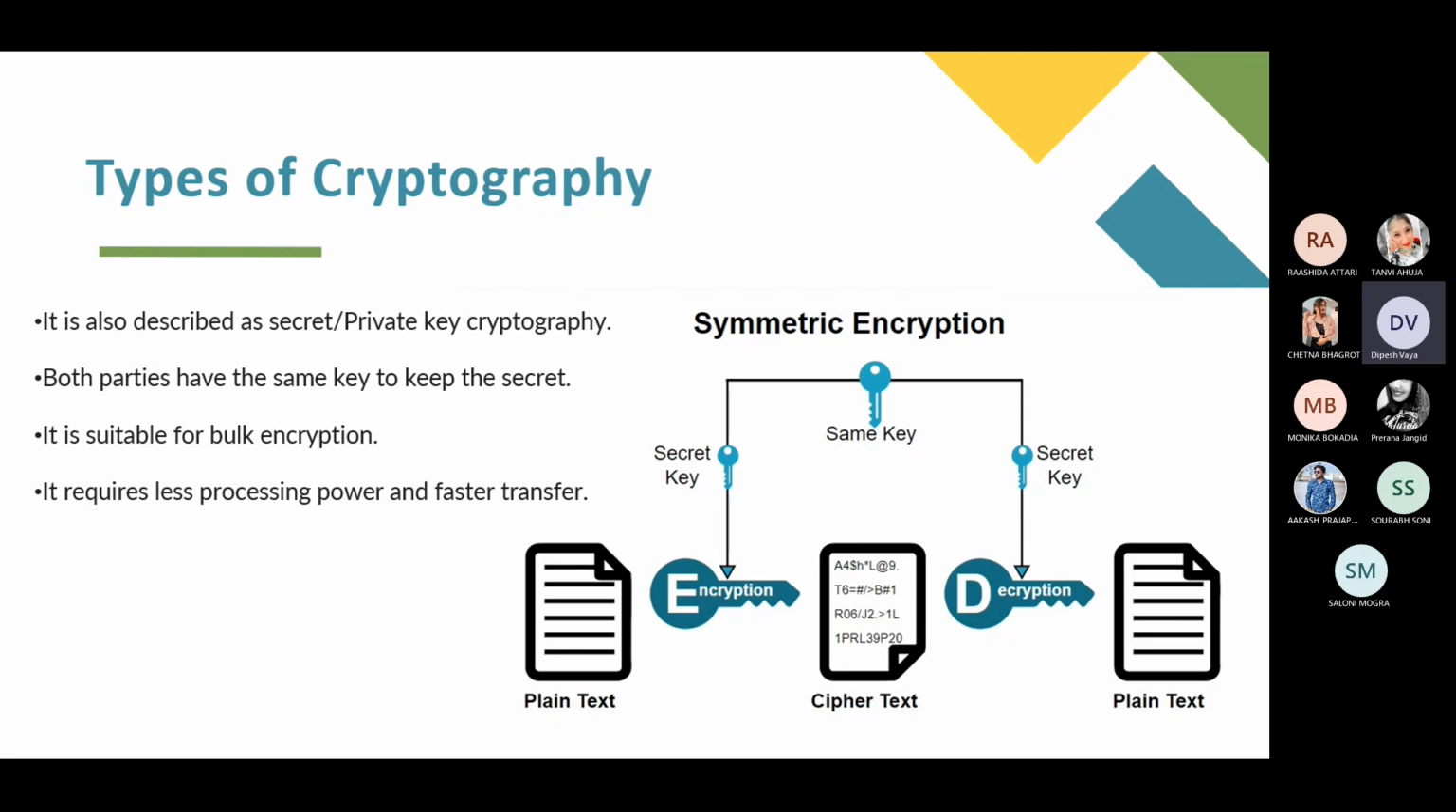Let's say if I shared the key with Tanvi as well, then Tanvi and Rashida both have access to open the message. So if I want to keep the message private between me and Rashida, then I should be aware that the key should be shared with Rashida only, not with the others. That is why I'm calling it secret key symmetric encryption. Fine. So both parties have the same key to keep the secret, and it is suitable for bulk encryption.